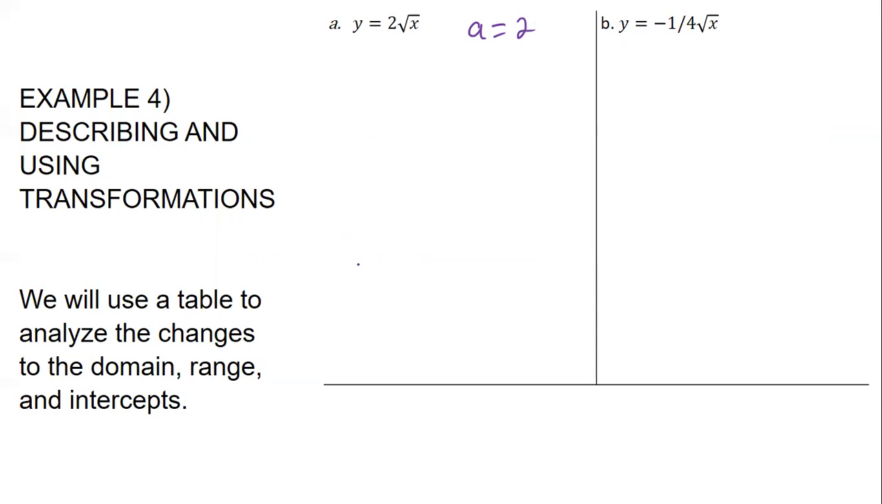And 2 is what tells us whether we are a vertical stretch or a vertical compression, right? A tells us that. So with the 2, what type of transformation took place here? Stretch. This is a vertical stretch by 2. Okay. So a vertical stretch affects our y values.